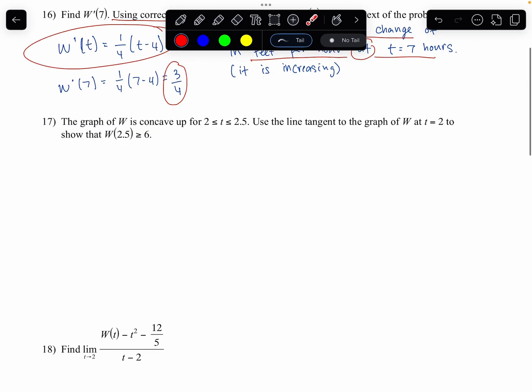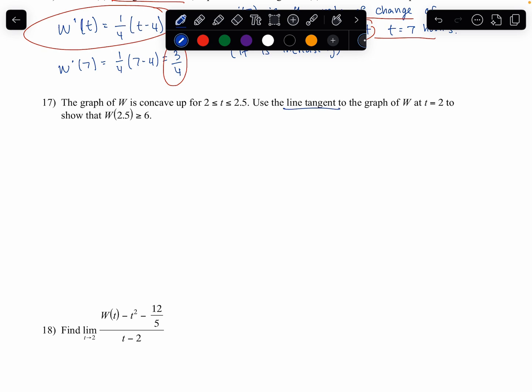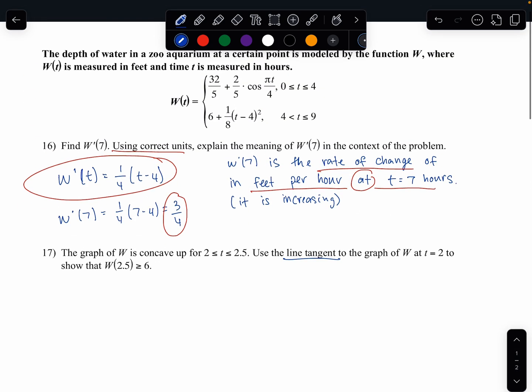All right, for 17, the second part: the graph of W is concave up from 2 to 2.5. Use the line tangent to the graph of W at t equals 2 to show that W of 2.5 is greater than or equal to 6. So I'll start here just finding the tangent line. That's got to be worth a point, right?